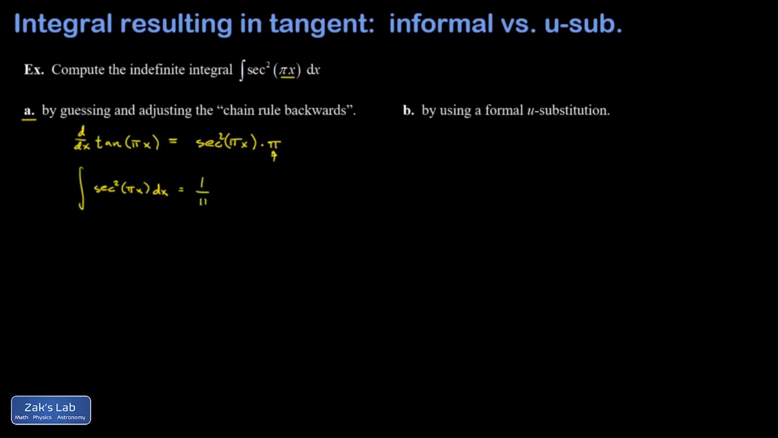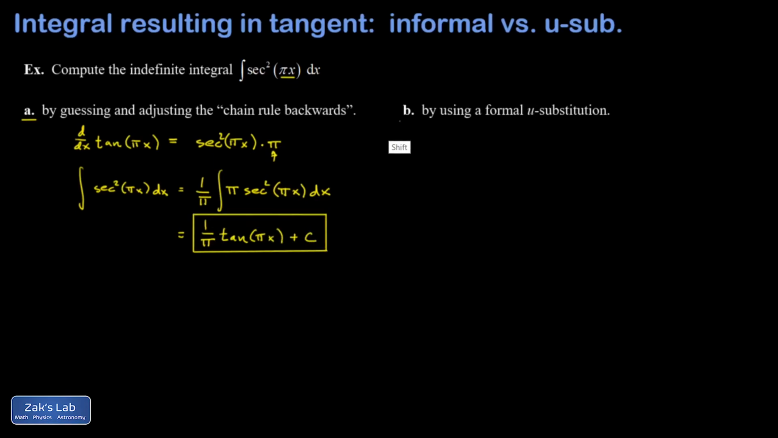I'm going to pull a factor of 1 over pi out of the integral, and I'm going to put a factor of pi into the integral. So constants are free to move in and out of the integral, and I'm taking advantage of that flexibility. And now the thing in my integral is exactly the derivative of tangent pi x, and so I end up with 1 over pi tangent pi x plus an arbitrary constant c.